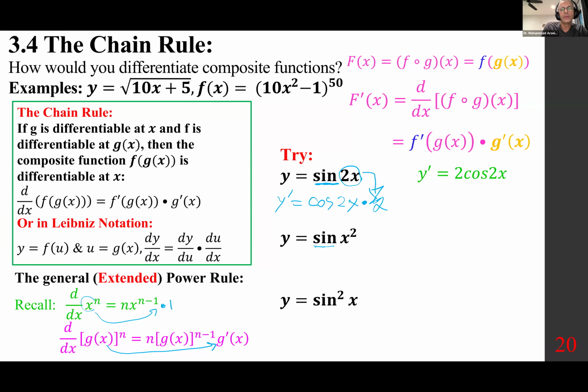We're going to do the same thing for this one. y equals sine x squared, so the answer is cosine. Again, it's meaningless without its argument, so we need the same argument by the chain rule. We need the derivative of that, which is 2x, and we put that in front. So y prime is 2x cosine x squared.